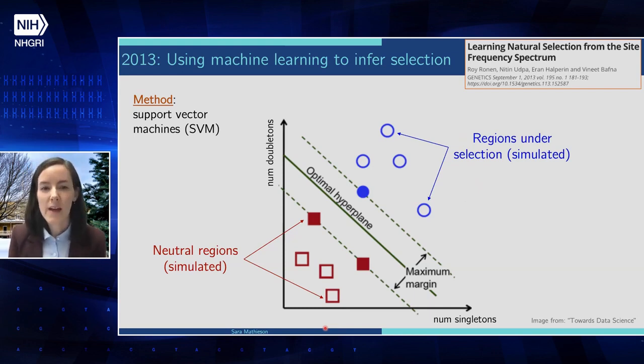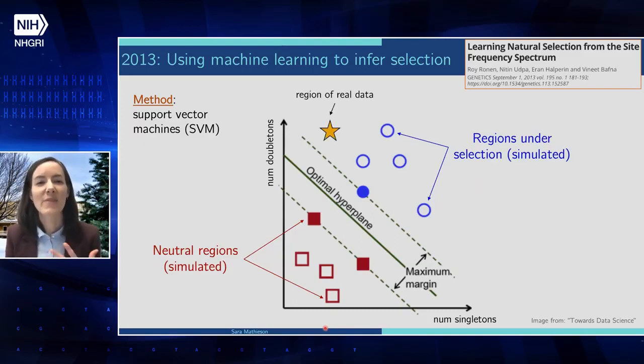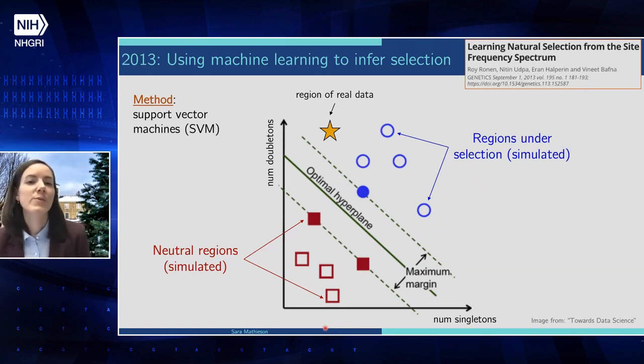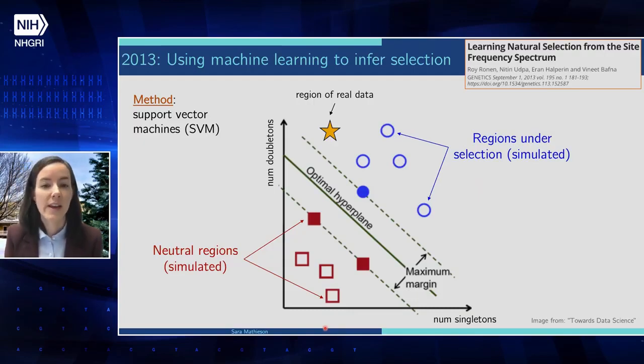And if we're able to fit that boundary very well, then if a new data set comes along, say a real region that we're trying to see if it's under selection or not, then we can plot it in the statistics space and actually see which side of the boundary it's on. So in this case, we would probably identify this region of real data as predicted as under selection.